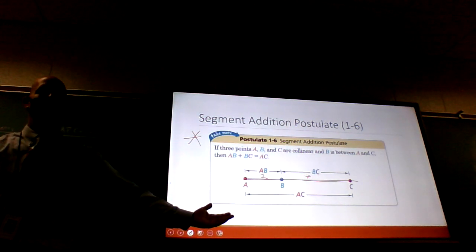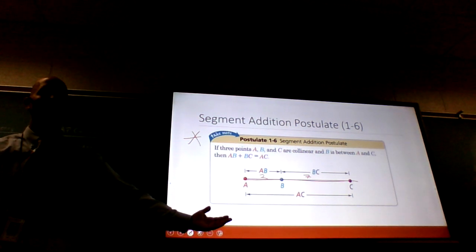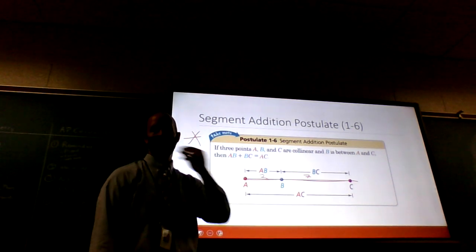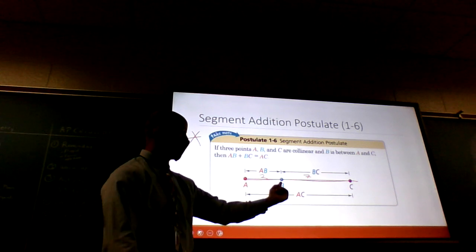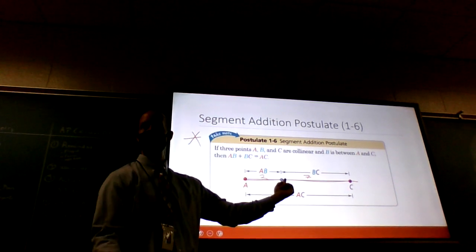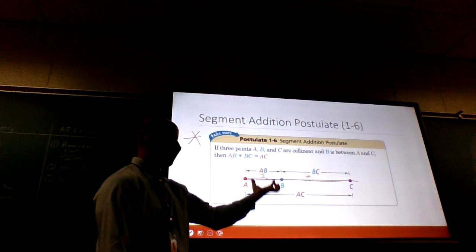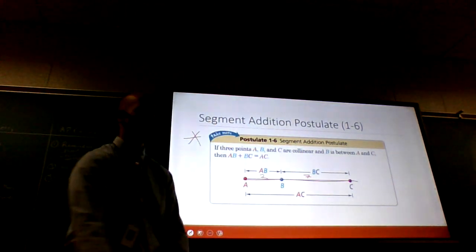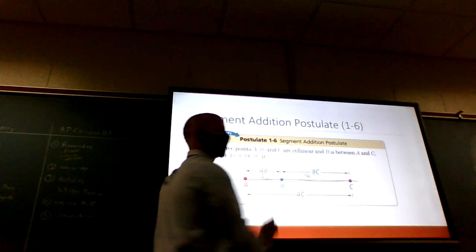Isn't that intuitive? All it's saying is this. If you have 3 points on a line, and one of the points is somewhere in the middle, this distance plus this distance is the whole distance. That's all it's saying.